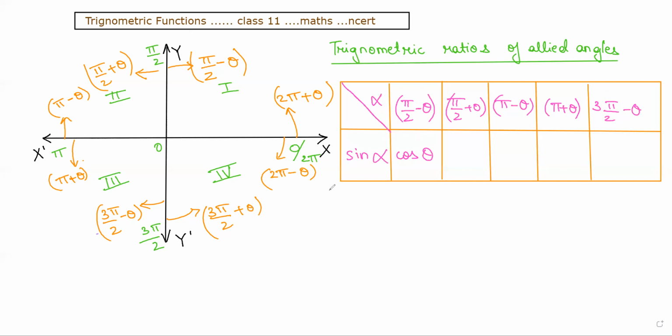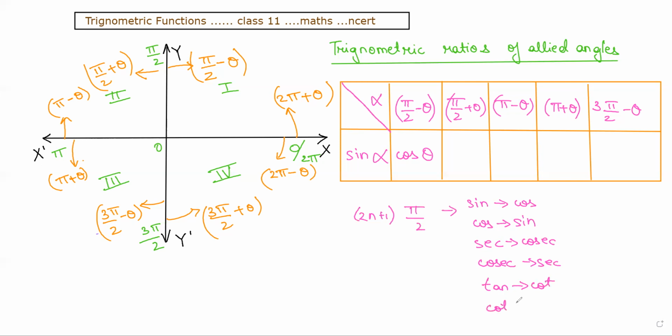How did we come to this conclusion? Whenever you have odd multiples of pi by 2, that is 2n plus 1 into pi by 2, for all such multiples of pi by 2, your sine value gets converted into cos, your cos value gets converted into sine. Your sec gets converted into cosec, your cosec gets converted into sec, tan gets converted into cot, and cot gets converted into tan.